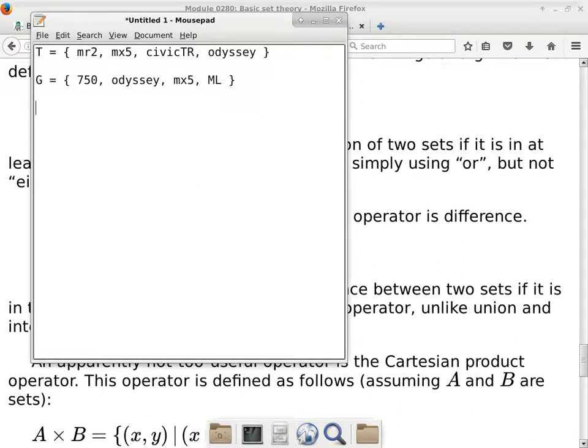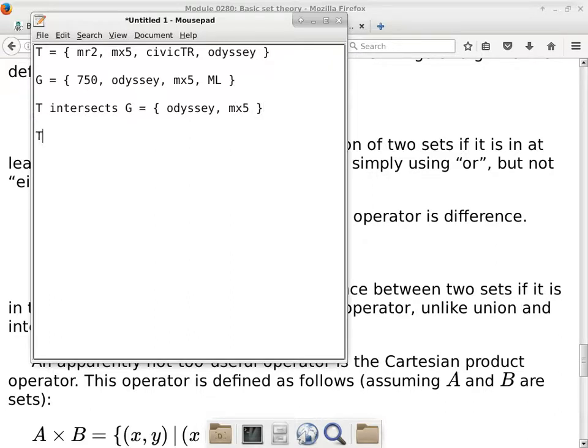So we'll take a look at the intersection first. I can't really use the intersection symbol here because it's not a common symbol that I can type out, so I'll just say T intersects G. It's going to be a set of elements that are common in both of these sets. So in this case, it's going to be Odyssey and MX5.